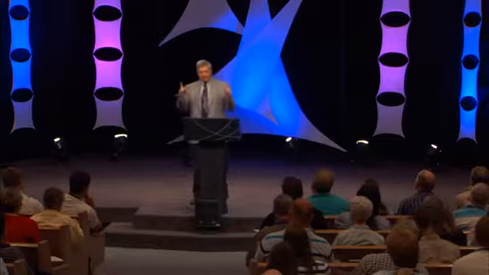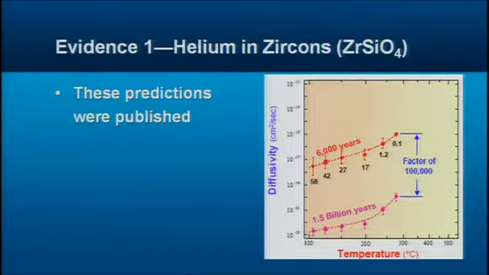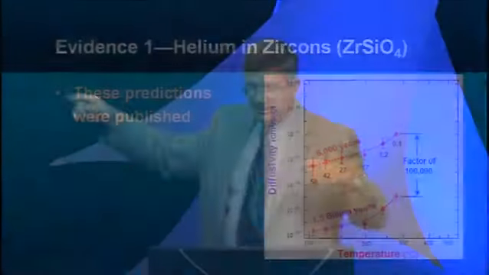Okay? So we set up an experiment because, you see, no one had before measured how quickly helium leaks out. And so we published this prediction on this graph, which is temperature versus leakage rate. Diffusivity is just a fancy term for leakage. Okay? You can see that from that table I showed you before of the different depths and different temperatures, you can see the top one there is the 6,000 year line.